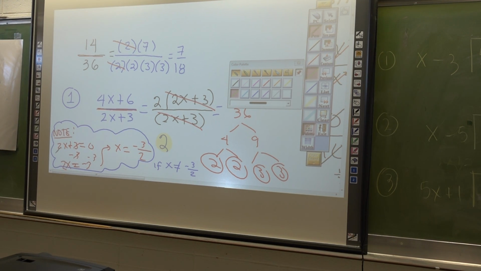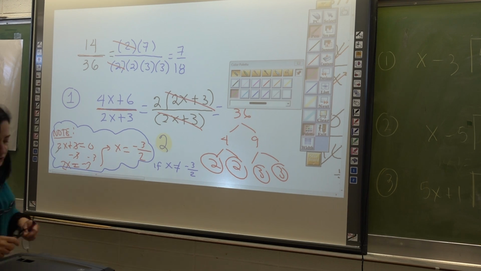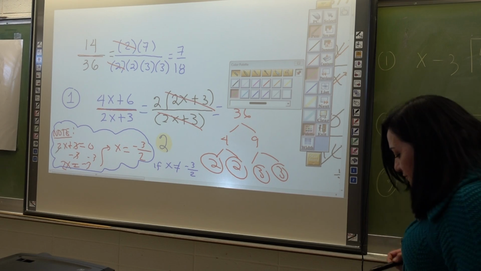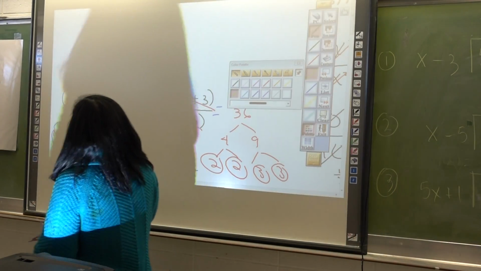Since we're going to be doing simplifying fractions, rational expressions and fractions, section 8.4, I wanted to review with you how to simplify regular fractions, because it's exactly the same process that we're following.